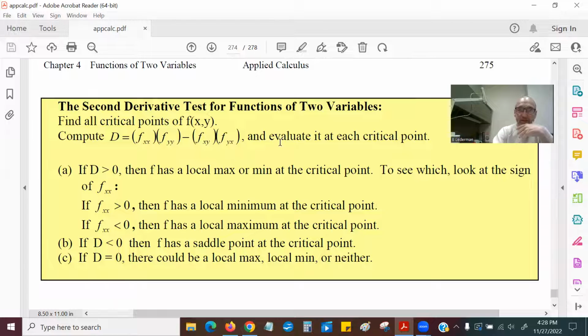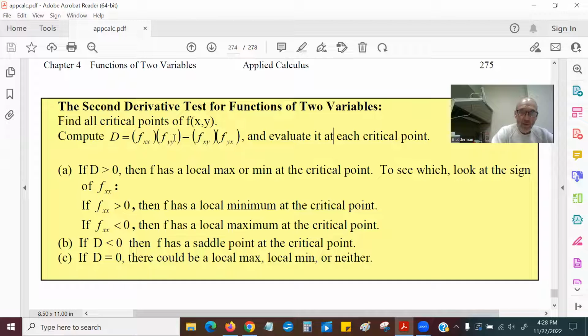And it says here, evaluate it at each critical point, meaning that we plug in the x value and the y value that we got in the example we had done. But let's just look at what the test is before I show you how to use it. So if D is positive, there are three possibilities. D is going to be some number.